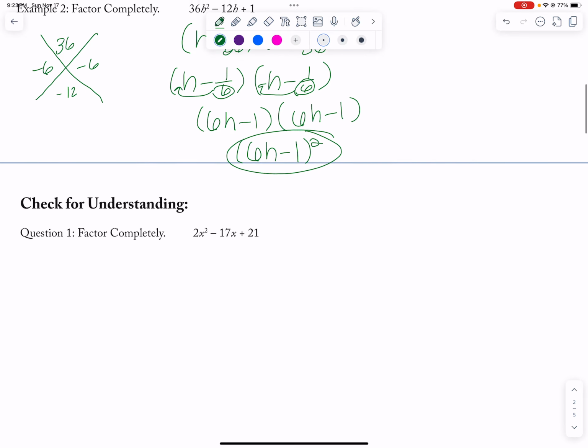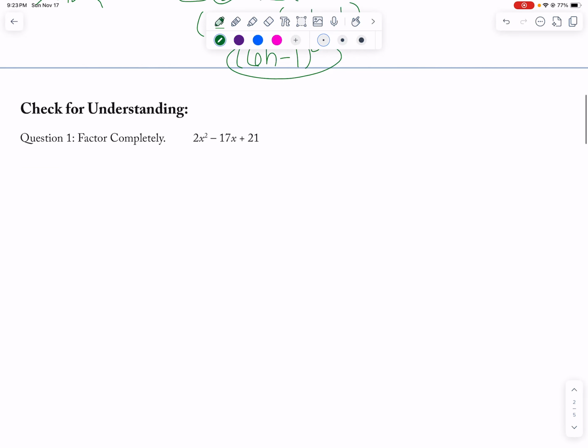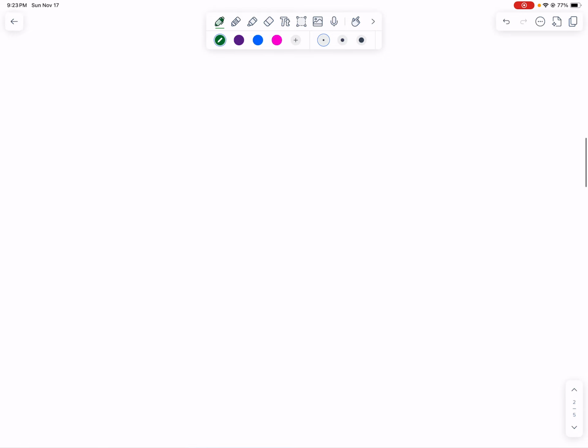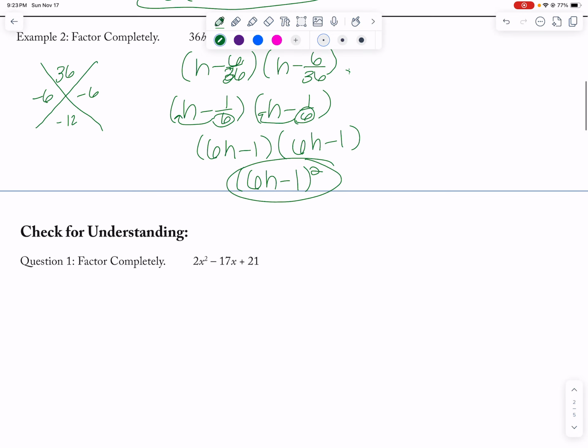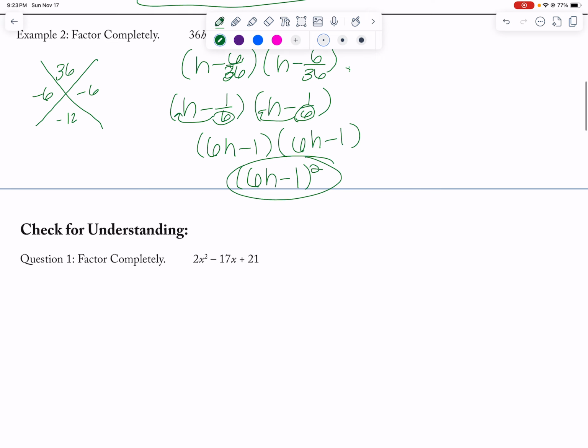All right, so now we're at the check for understanding point. I think there's only one of them. Yes. And so what we're going to do is pause the video. You're going to try this one on your own, and then you will unpause the video and see if you got the same answer as me. All right, so go ahead and pause the video. All right, so now let's unpause.